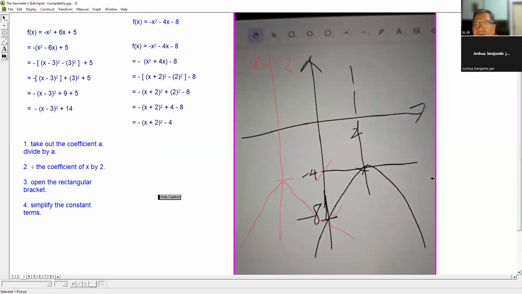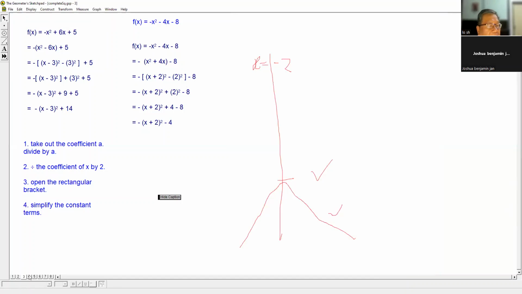You make the correction already? Yes. Okay, we go on to the last type.